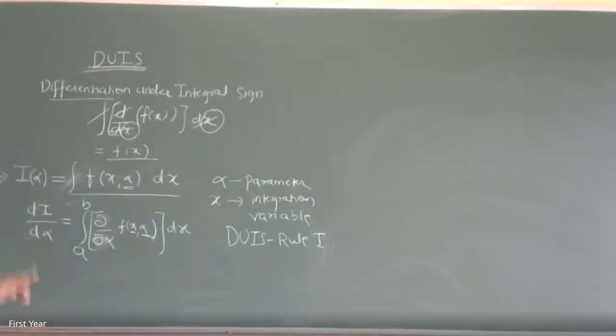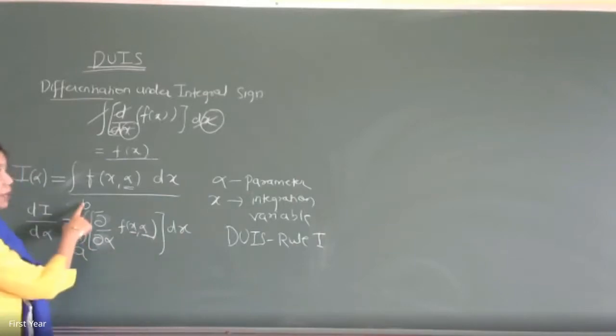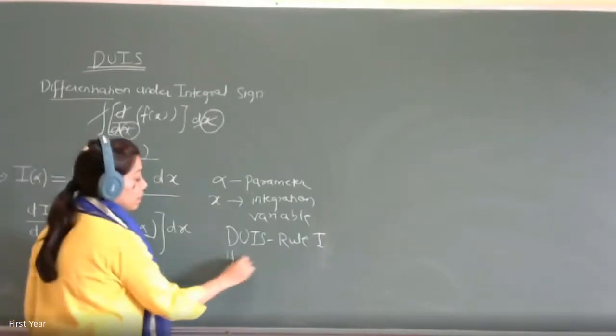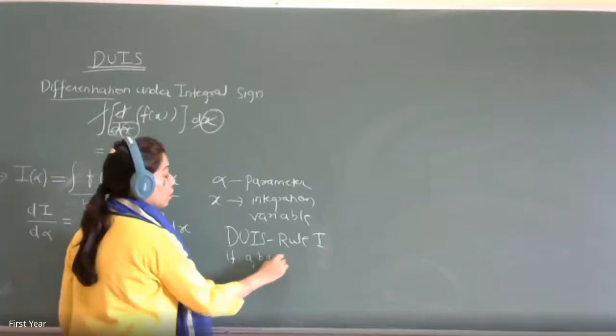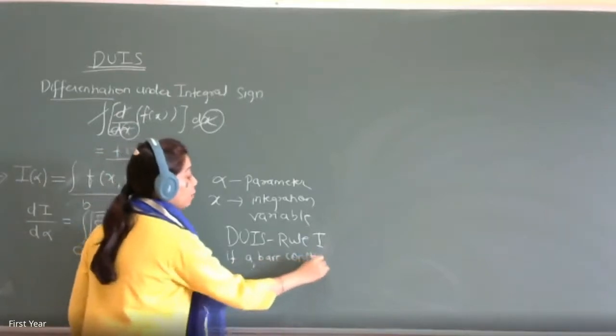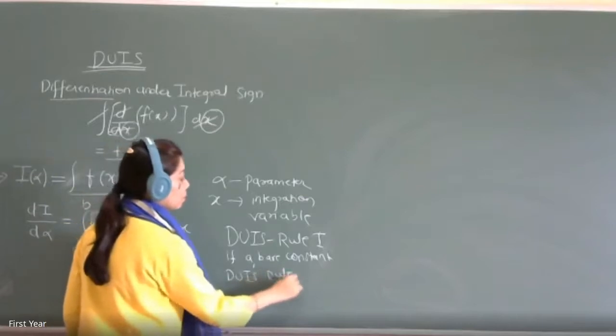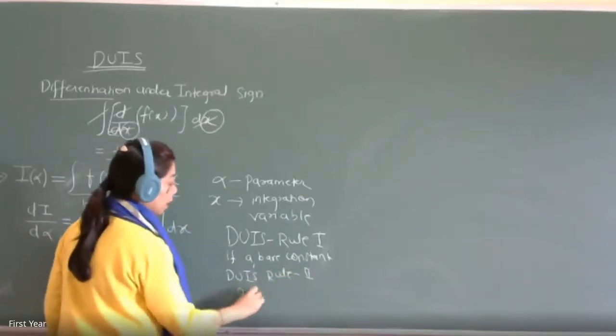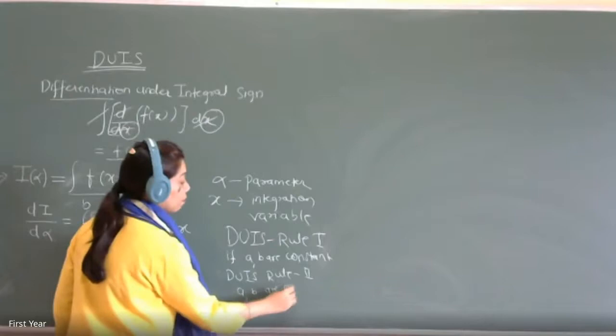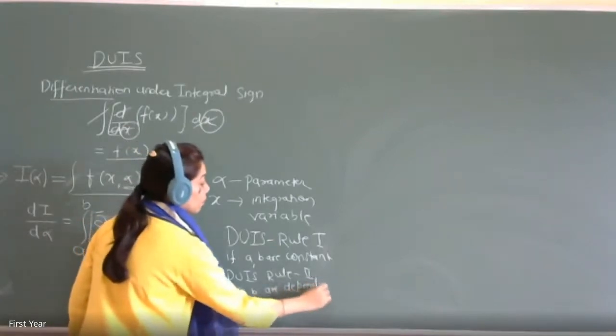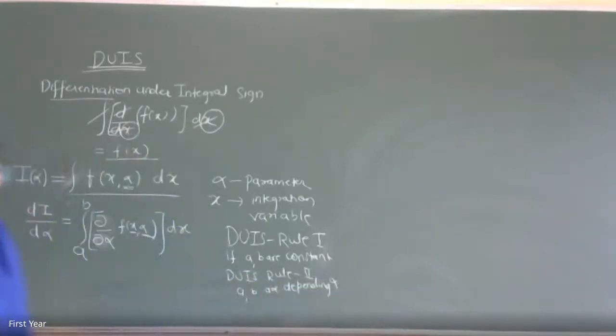These are the two rules. Rule 1 is for a and b constant. If a, b are constant. And rule 2 is for if a and b are depending on alpha. Is it okay? Clear?